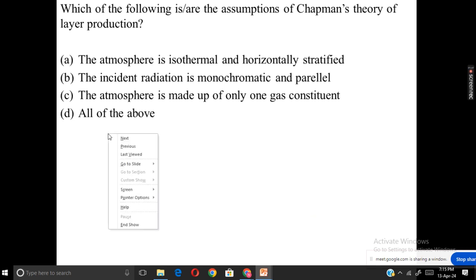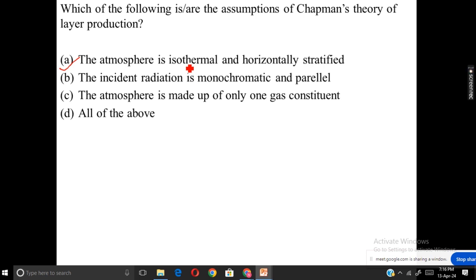Next question. Which of the following is or are the assumptions of Chapman's theory of layer production? When we talked about Chapman's theory of layer production, there were some assumptions that we made. So the first assumption is that the atmosphere is isothermal and horizontally stratified. Yes, this is an assumption of Chapman's theory. Only because the atmosphere is isothermal can we consider a single scale height.